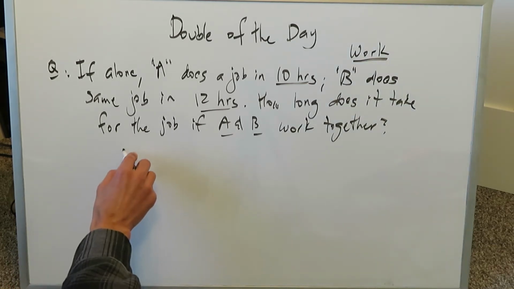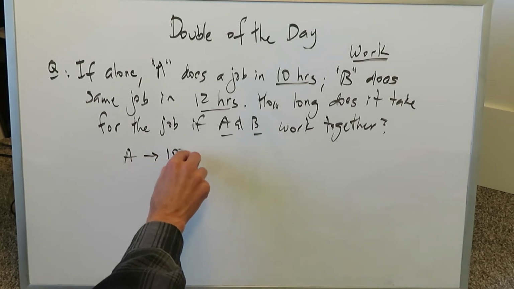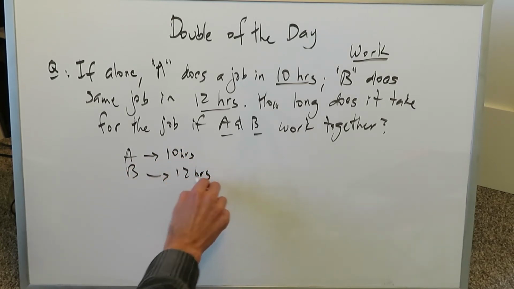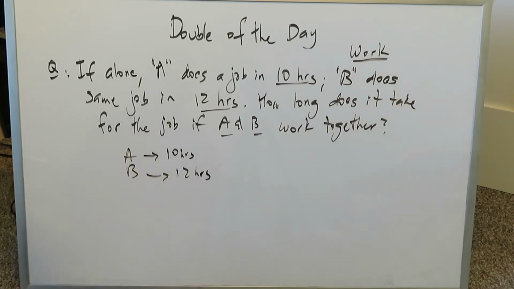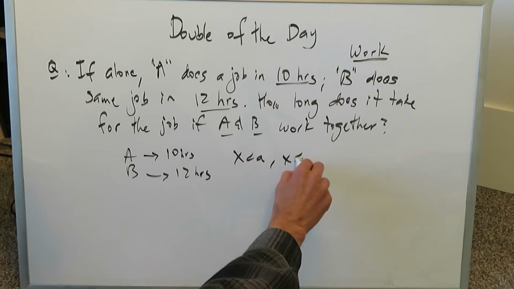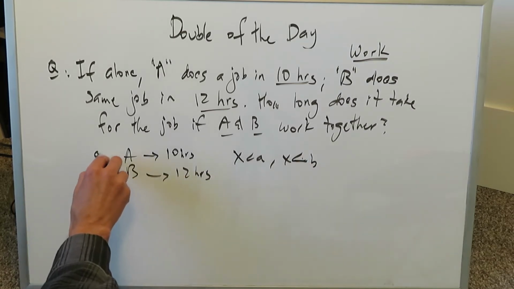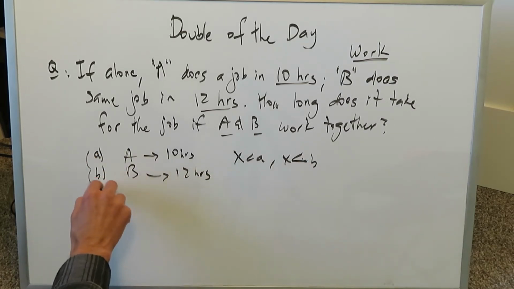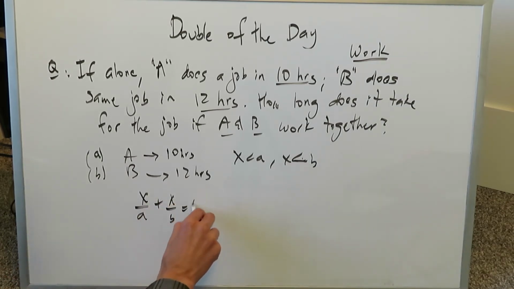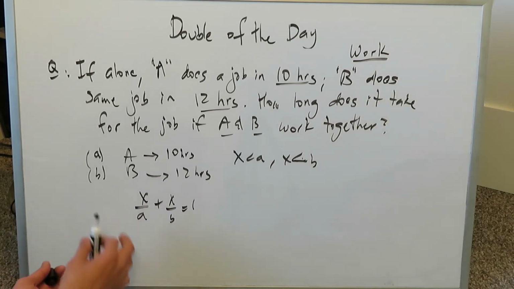What do we see over here? A takes 10 hours, B takes 12 hours. Of course, when you're working together, it'll take a figure less than that, which is why I always said X is less than A and X is less than B. This represents the time needed for A and the time needed for B. Simple as that. And I've given you the formula. It's X over A plus X over B is equal to 1. All you gotta do is plug things in and solve for X.